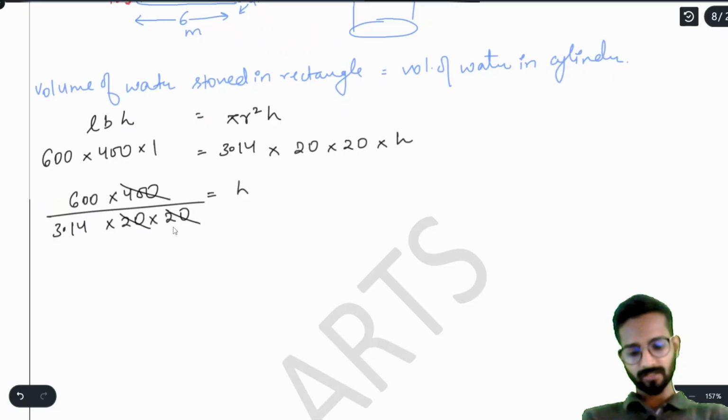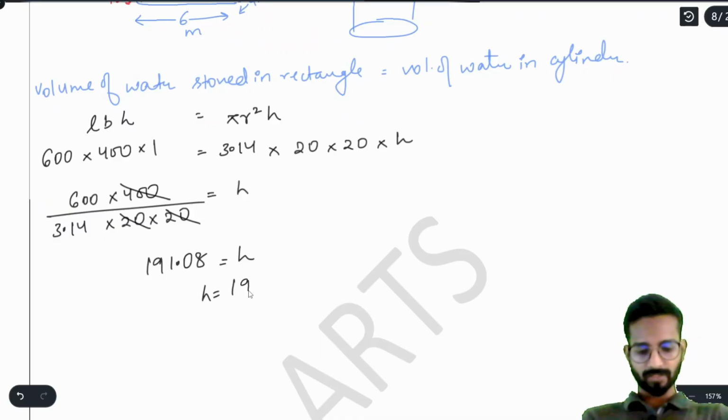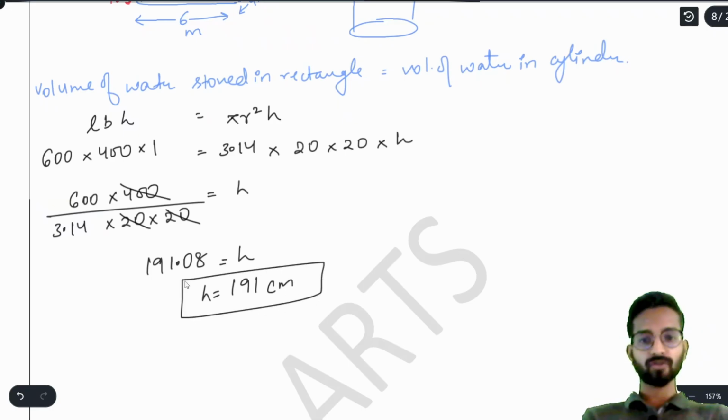400 will be cancelled like this. So after solving this, you will get h is equal to 191.08 or 09 something. So you can write h is equal to 191 centimeter. Always remember to put the unit, okay, centimeter, meter, it's all important.